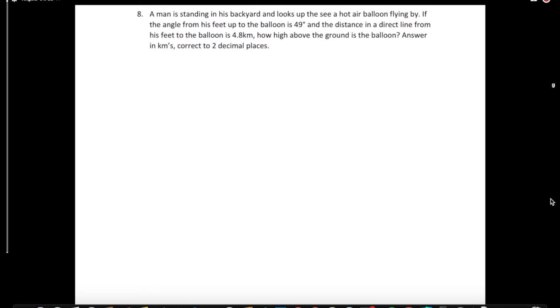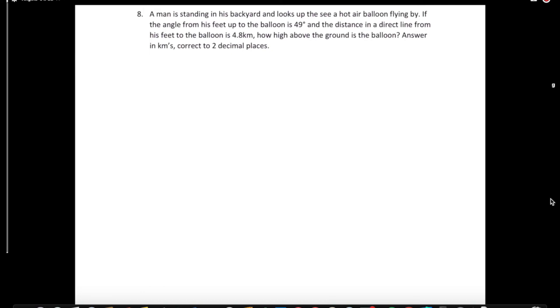So now we're going to move on to a worded question. We're told here that a man is standing in his backyard and looks up to see a hot air balloon flying by. If the angle from his feet up to the balloon is 49 degrees and the distance in a direct line from his feet to the balloon is 4.8 kilometers, how high above the ground is the balloon? Answer in kilometers, correct to 2 decimal places.